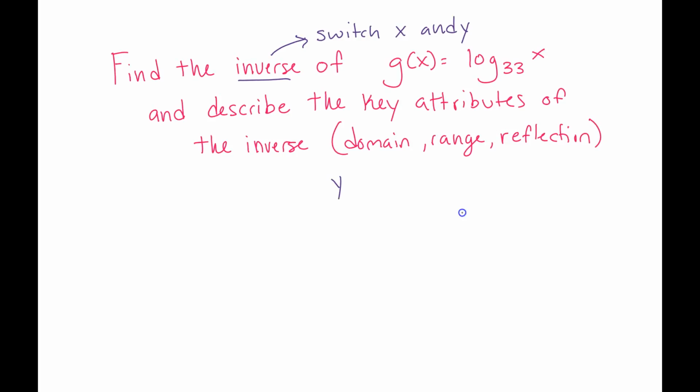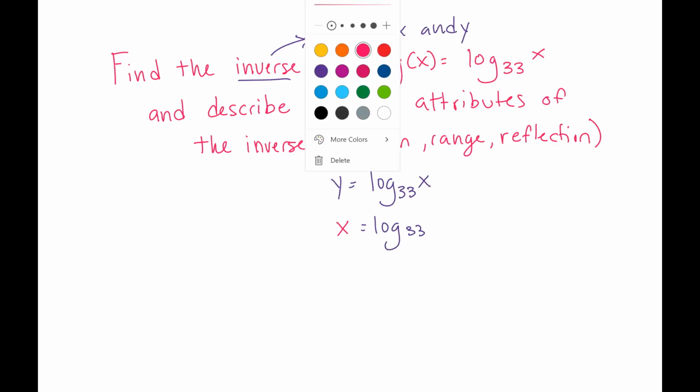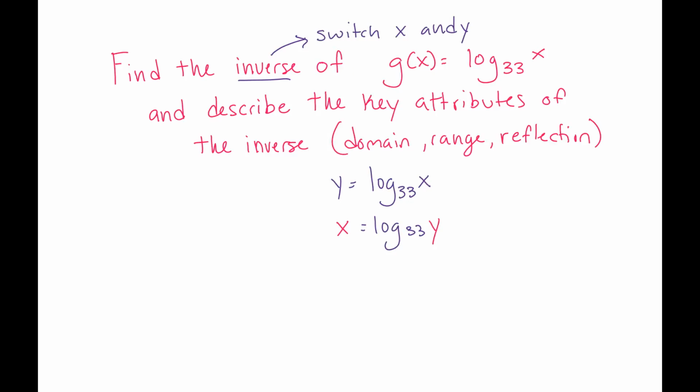First, we have to switch our x and y. So x is now going to come out front, and y is at the end. We switch the x and the y. That's what inverse indicates. And now we just have to solve for y. How do we solve for y?